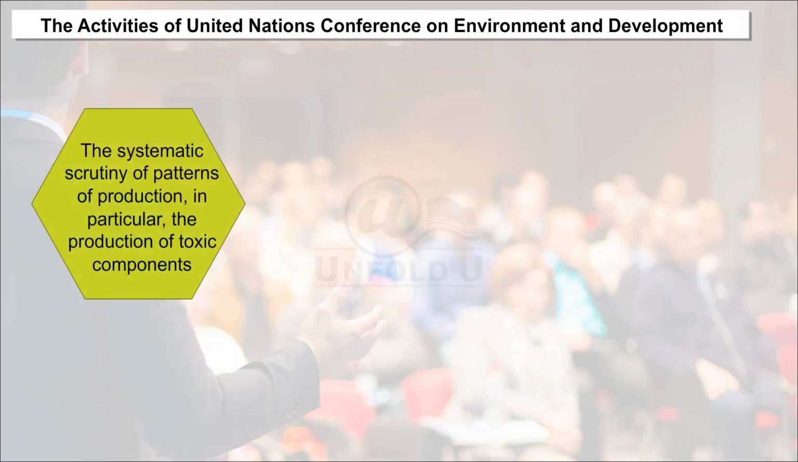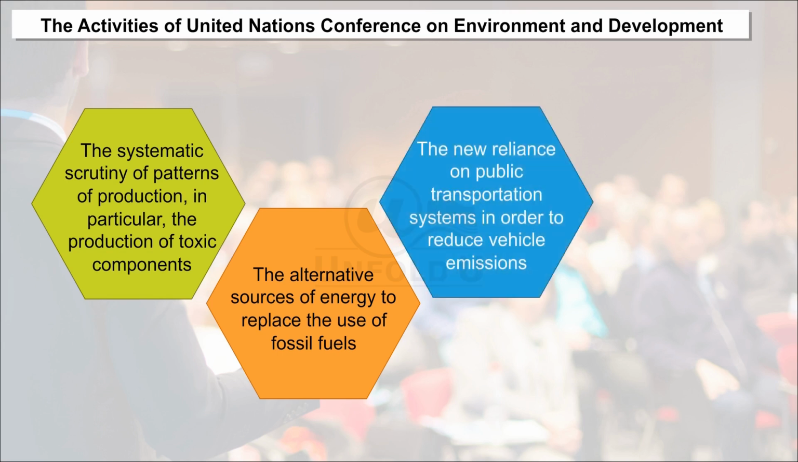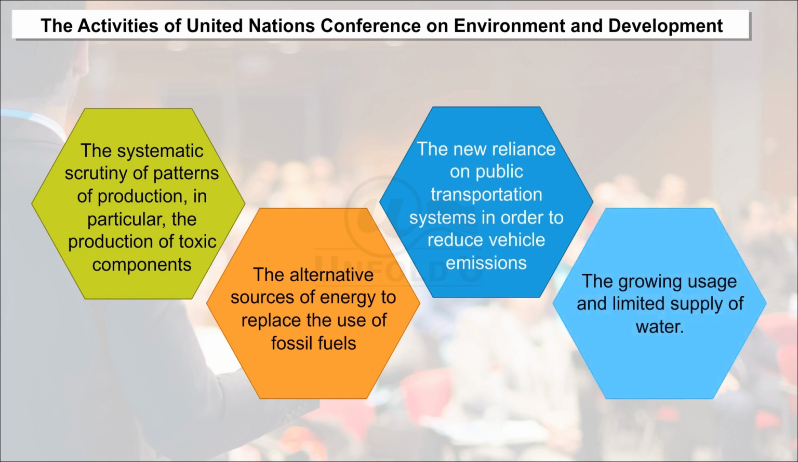The systematic scrutiny of patterns of production, in particular, the production of toxic components. B. The alternative source of energy to replace the use of fossil fuels. C. The new reliance on public transportation systems in order to reduce vehicle emissions. And D. The growing usage and limited supply of water.